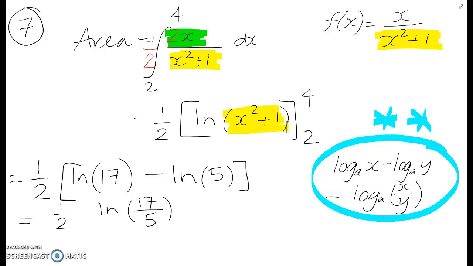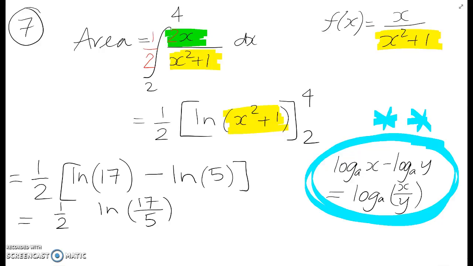Plug in my values when x is 4. 4 4s are 16 plus 1 is 17. And then I'm going to minus off putting 2 in. 2 2s are 4 plus 1 is 5. I'm going to use that neat little rule that we had a minute ago about what you can do when you minus, and there it is. That's your log law that I'm going to use to simplify this.